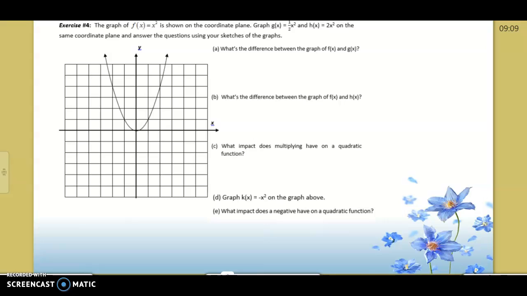Again, f of x has already been graphed. So this right here, this parabola is already graphed. This is f of x equaling x squared. It's kind of what we base everything else off of. Using the calculator, we're going to graph g of x, which is half of x squared, and h of x, which is twice of x squared. And we're going to use our calculator to kind of help us out with this.